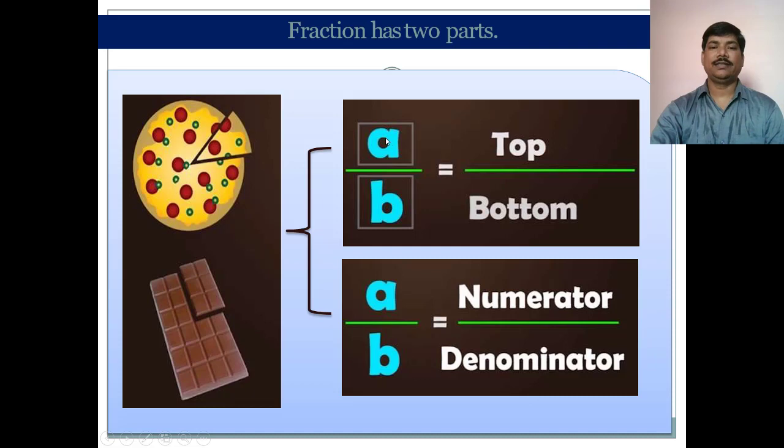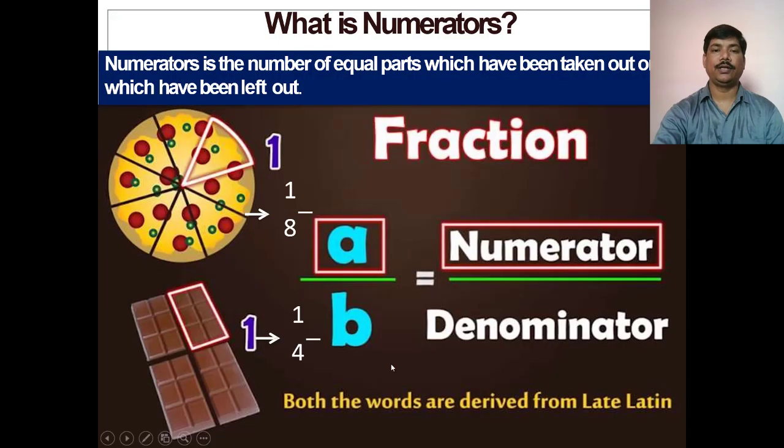There are two parts divided by a line segment, one part at the top of the line segment and another part at the bottom of the line segment. This top part is known as the numerator of the fraction and this bottom part is known as the denominator of the fraction. So the upper part is called the numerator and the lower part is called the denominator.